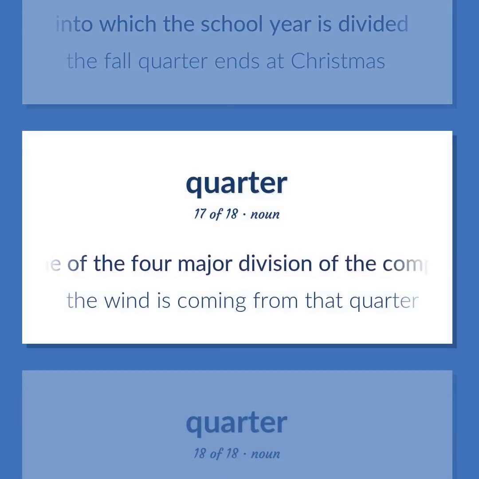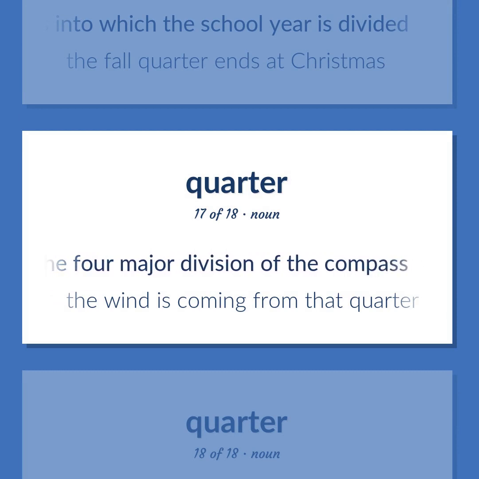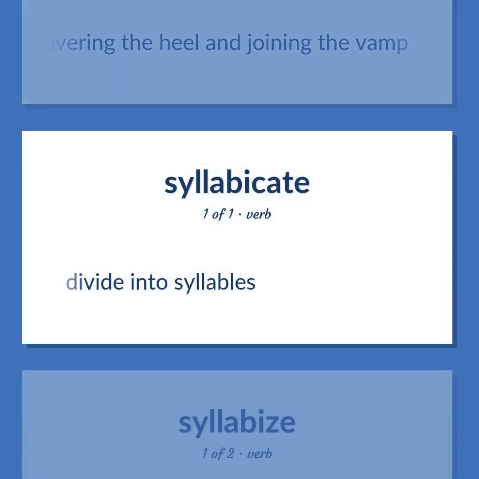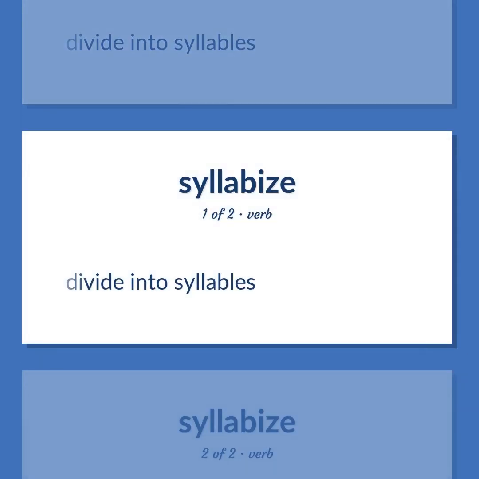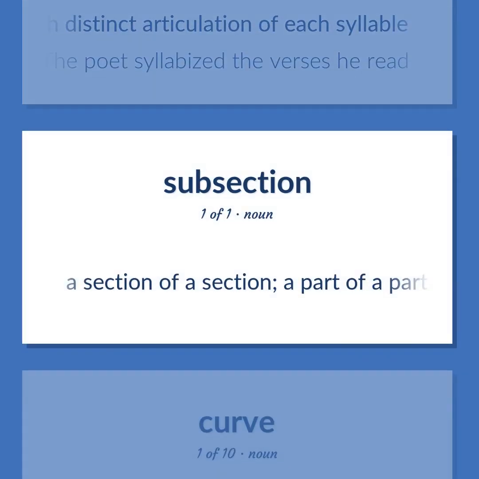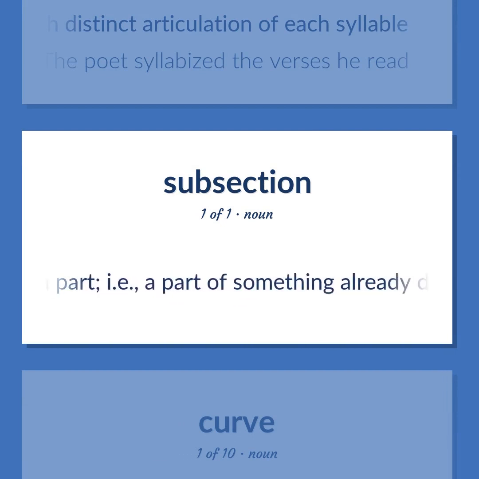One of the 4 major divisions of the compass. The wind is coming from that quarter. Piece of leather that comprises the part of a shoe or boot covering the heel and joining the vamp. Divide into syllables. Divide into syllables. Utter with distinct articulation of each syllable. The poet syllabized the verses he read. A section of a section. A part of a part, i.e., a part of something already divided.